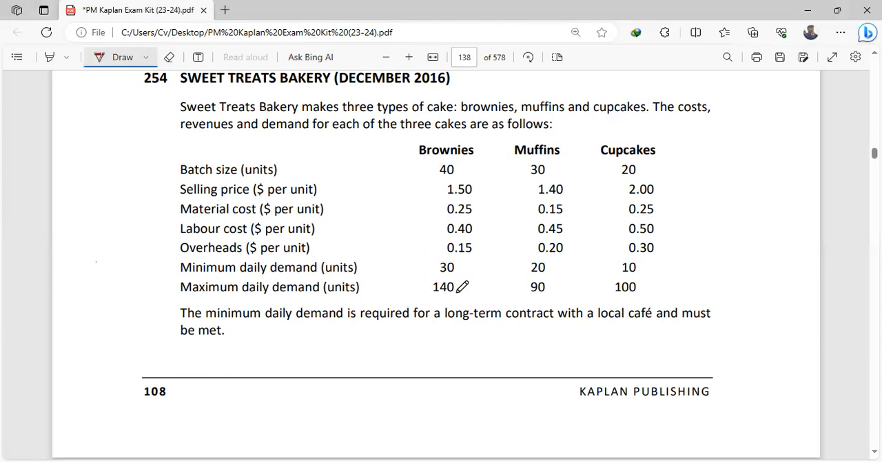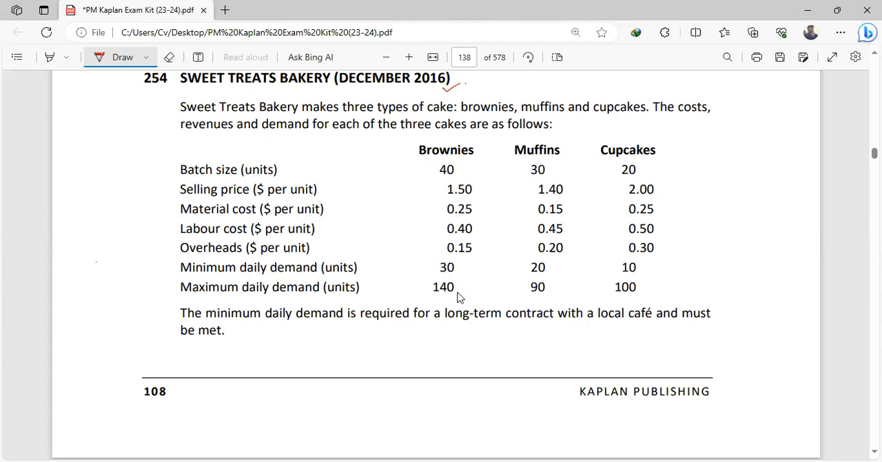Now we are going to start with this Sweet Treats Bakery. Most of the time students face problems while attempting this question. So we are going to attempt it now and I hope in future it will help to resolve the problem of the students. Sweet Treats Bakery makes three types of cakes: brownies, muffins and cupcakes. The cost, revenues and demand for each of the three cakes are as follows.